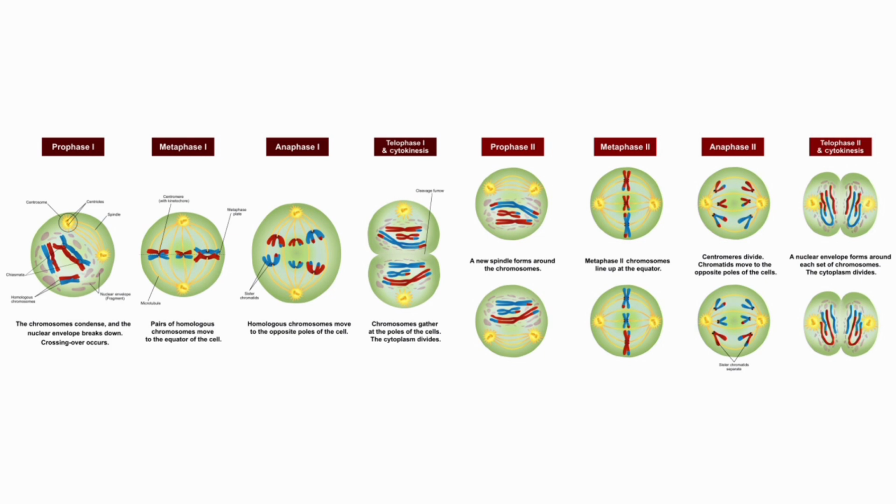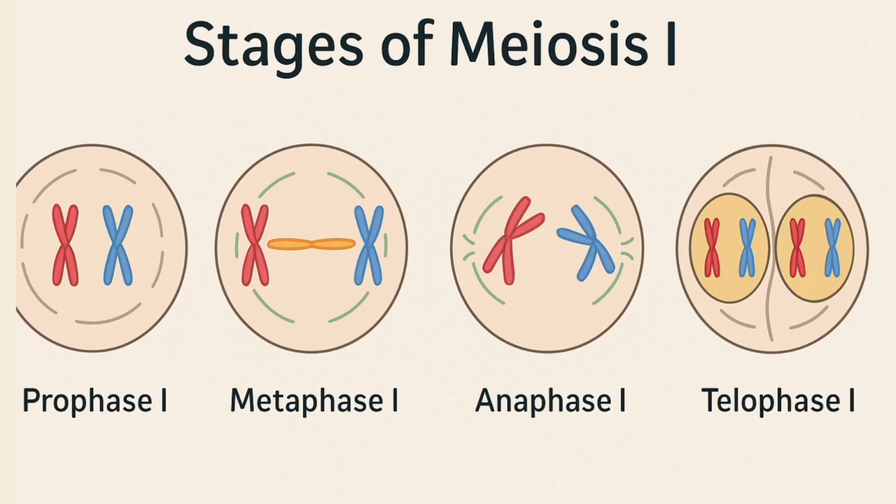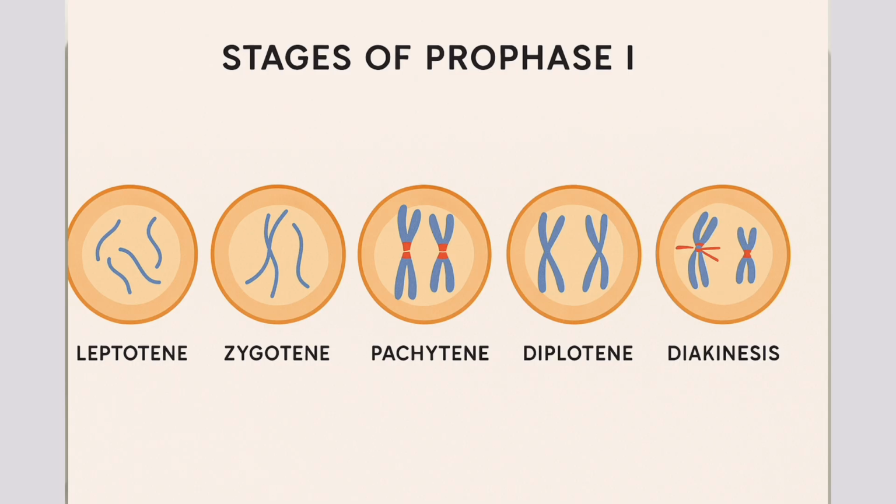Let's look at meiosis 1 first. This is called the reduction division because this is where the number of chromosomes is cut in half. First comes prophase 1. It is the most important and longest phase of meiosis. It is where the real magic of genetic variation happens. Prophase 1 is divided into 5 substages.